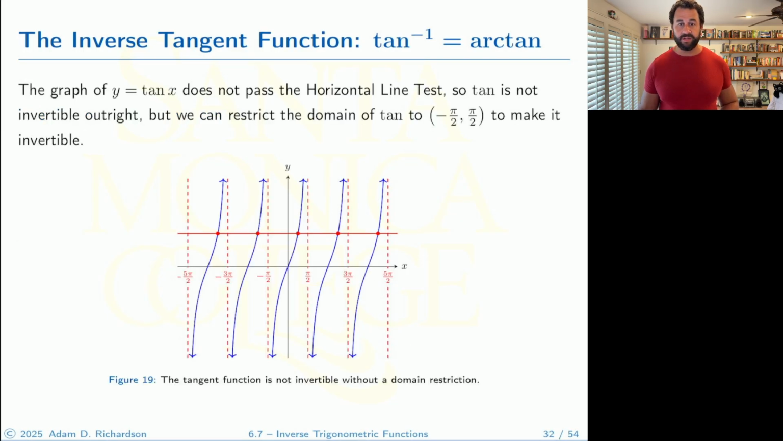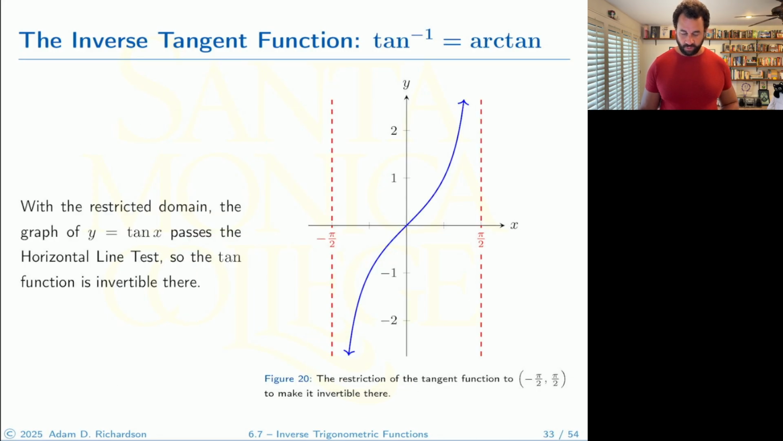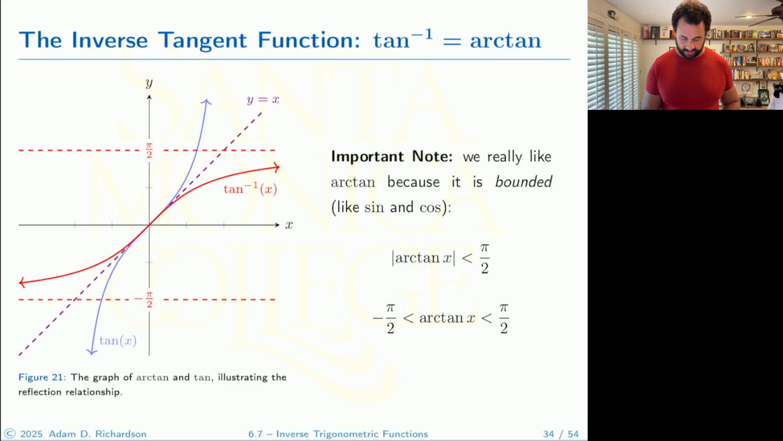All right, same kind of argument as before. The graph doesn't pass the horizontal line test, so we're going to restrict the domain. You can probably, even from this picture, see what the natural choice of restriction would be. It's going to be negative pi over 2 to pi over 2. When we do that, we get this. And then for the graph of it, we're going to reflect across the diagonal y equals x, and that will give us the graph of arctangent of x. That's this one that you see right here, and the range goes between those two asymptotes.